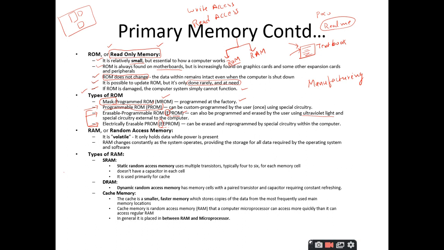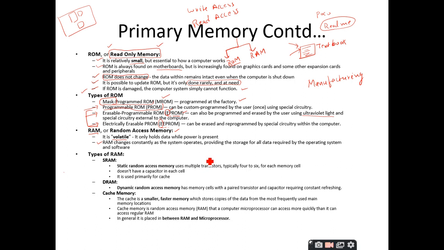Okay. So, we are going to discuss the next topic, which is the RAM, which stands for random access memory. As we told, this is volatile in nature, that means it can hold the data until you provide the power to it. Once the power is gone, the contents are lost. And the RAM changes constantly as the system operates. So, when the system is operating, the RAM continuously changes its contents.